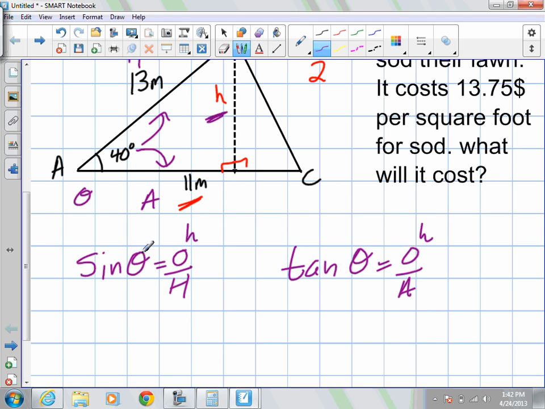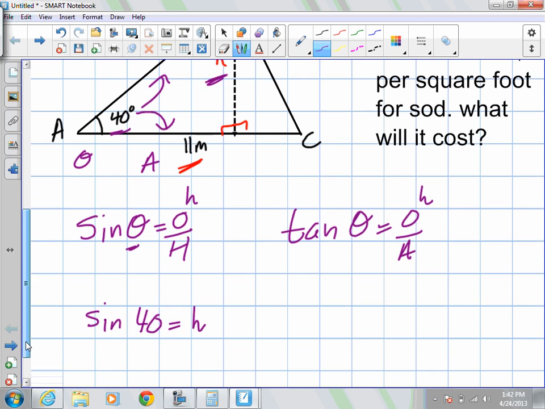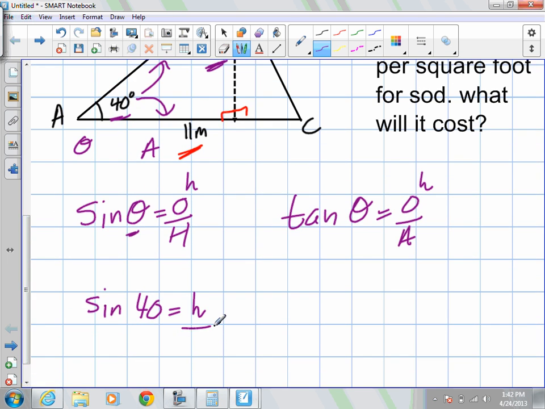Theta is known, it is 40. So we have sine 40 is equal to, well, small h is our height, and our hypotenuse is 13. With tangent, we have tangent 40 is equal to the opposite, our small h, over our adjacent side, which is 11.